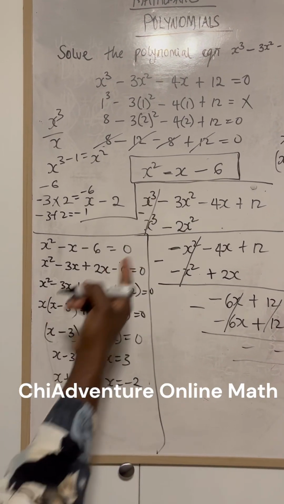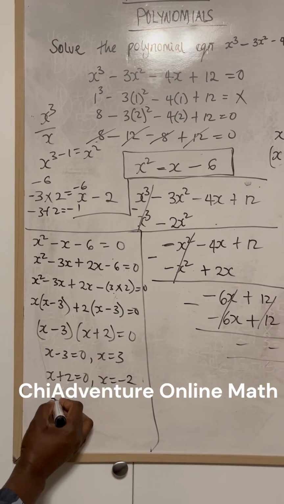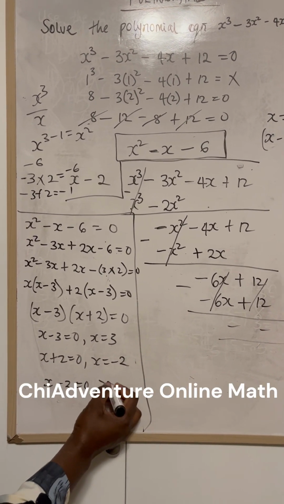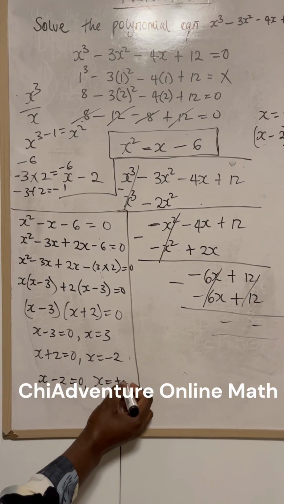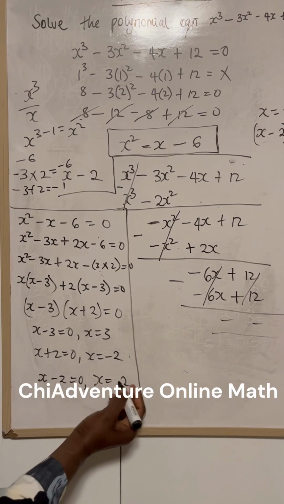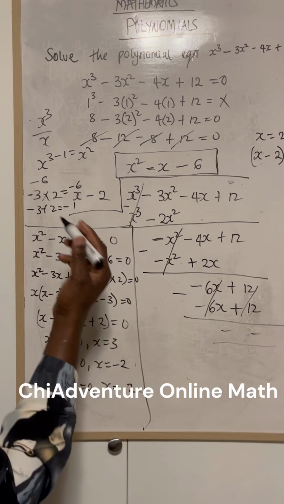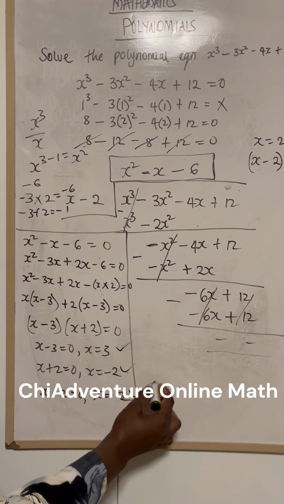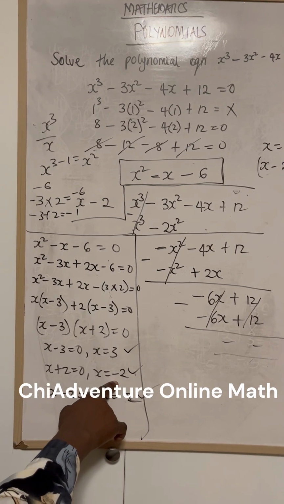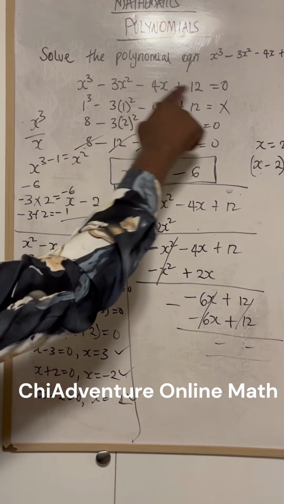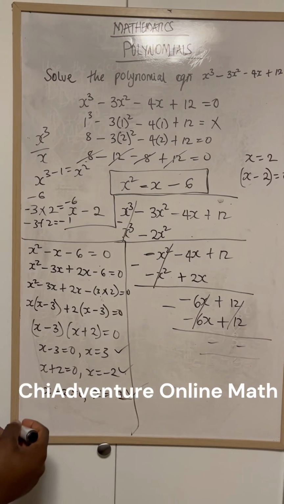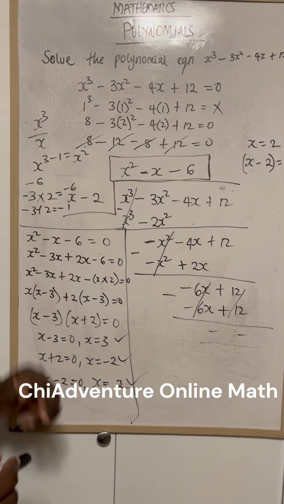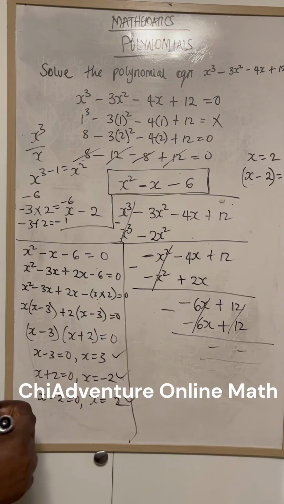And remember the first one we had, which is x minus 2 is equal to 0. That means x is equal to plus 2. So you just write x is equal to 2. So for this polynomial, these are our solutions. So when you put minus 2 into this equation, it should give you 0. And when you put 3 into this polynomial equation, it will give you 0.